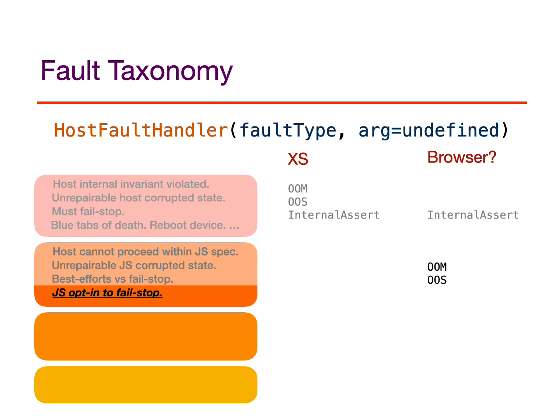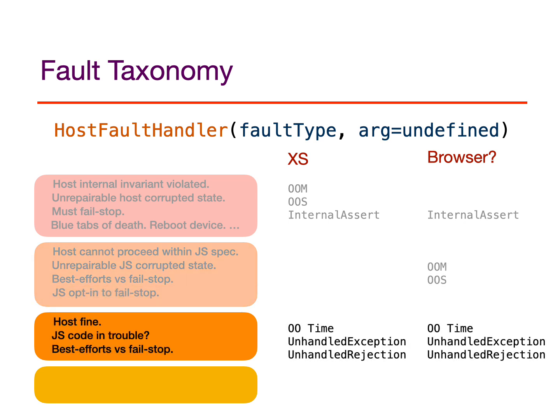And in fact, we would propose that whatever this API for opting into fail stop is becomes standardized as part of JavaScript. Okay, the next lower severity is the host is fine. The host can proceed within the JavaScript spec, but something happened such that we can think of the JavaScript code itself as likely being in trouble.